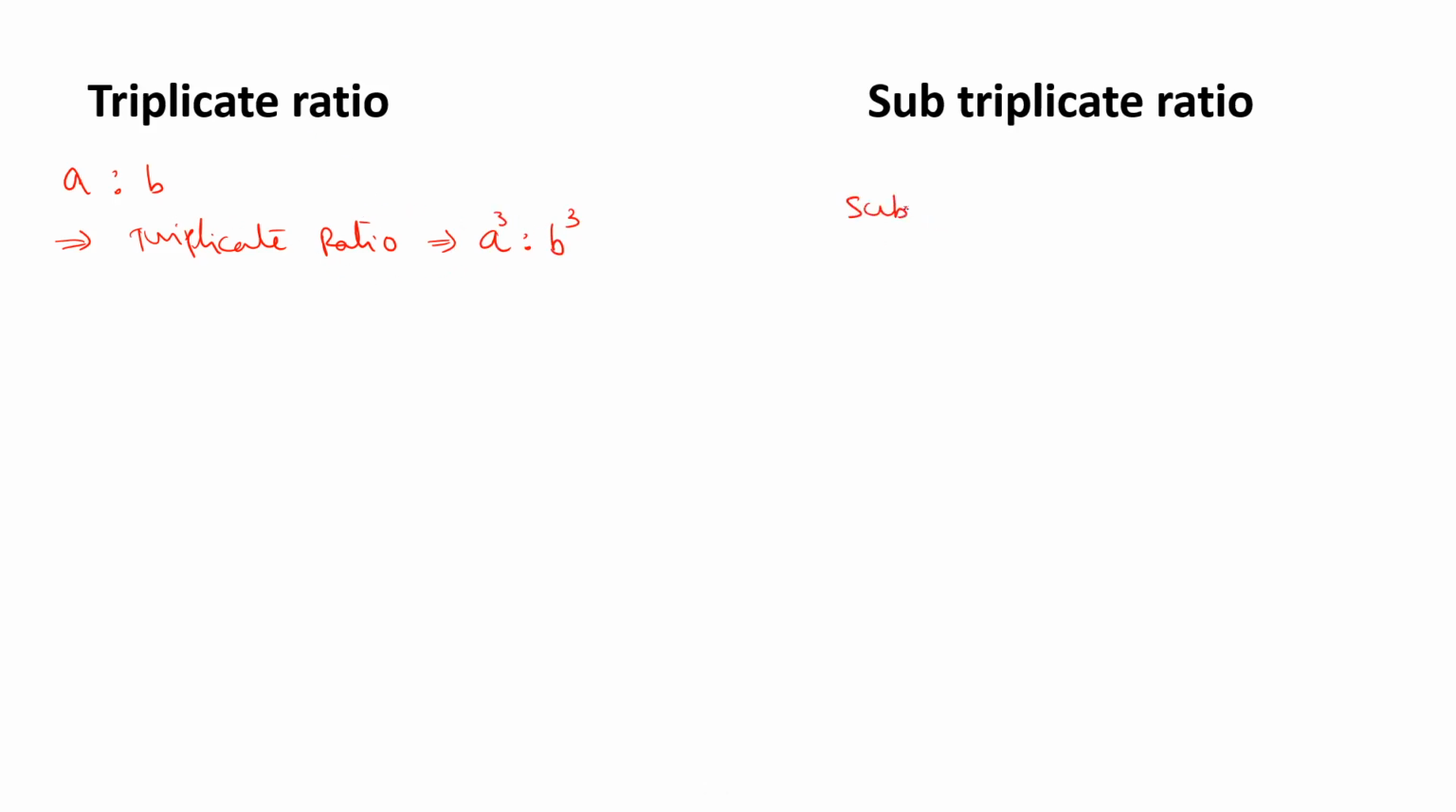And the subtriplicate ratio of the given ratio A is to B would be cube root of A is to cube root of B. Cube root of A is to cube root of B would be the subtriplicate ratio of the given ratio A is to B. Or in other terms, A power 1 by 3 is to B power 1 by 3. We can write like that also.